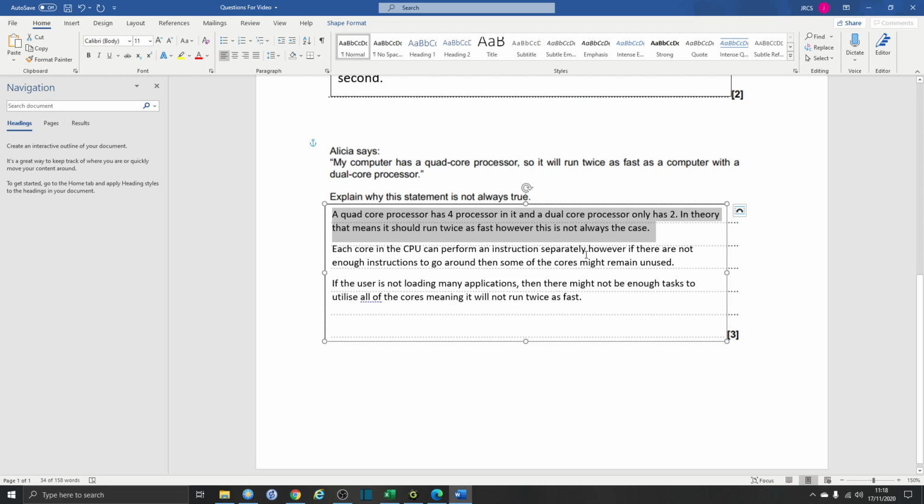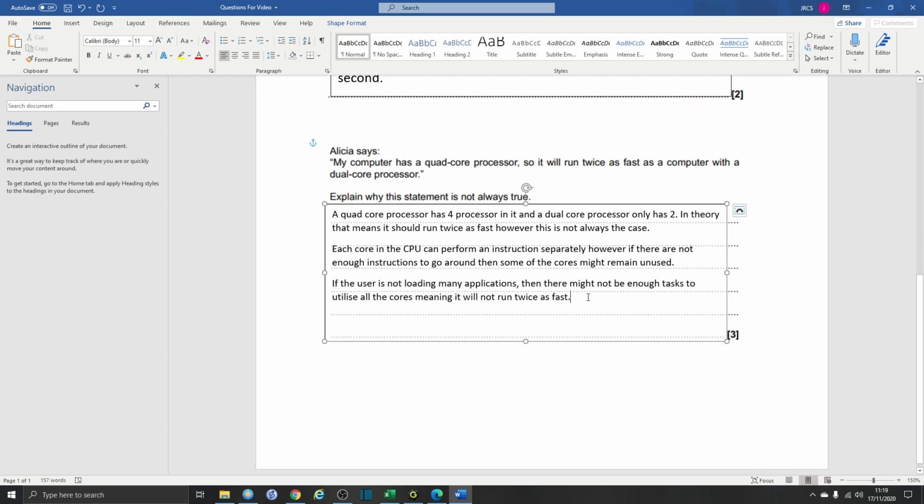Then I talk about the fact that if they're unused, a lot of kids would stop there and think, well, I've explained that there's not enough instructions to go around. That's brilliant. But then you need to talk about why there might not be enough instructions to go around. So if the user is not loading many applications, that's the bit. Here I'm saying not having enough tasks means that the CPUs don't all get used, but there I'm explaining an actual real life situation where that can happen.